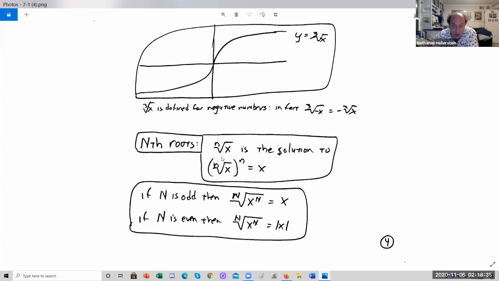Nth roots, well, it's the solution to nth root of x to the nth equals x. So there's fourth roots, fifth roots, sixth roots, and so on. If n is odd, then the nth root of x to the n is x. If it's even, then the nth root of x to the n is the absolute value of x. We get the same thing with even numbers. Squaring makes positive and negative both positive. So you have to have this absolute value sign.